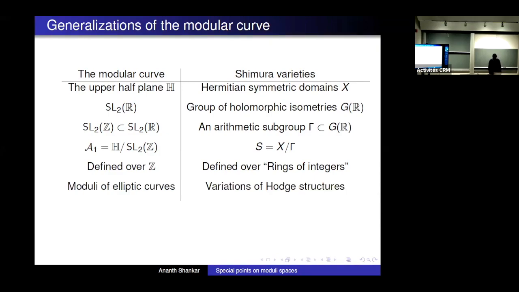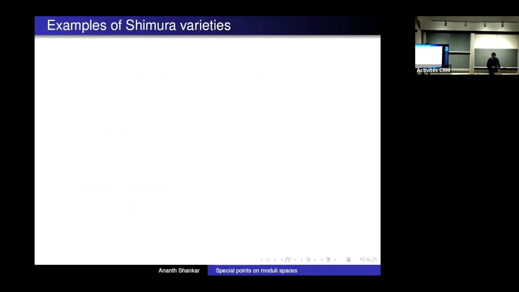Now, just like points of your modular curve parameterize elliptic curves, points of your Shimura varieties parameterize Hodge structures. And so your Shimura variety carries a variation of Hodge structures. A special point on the modular curve is a point that parameterizes a special sort of elliptic curve, namely a CM elliptic curve. The generalization in the setting of Shimura varieties are Hodge structures where the Mumford-Tate group is commutative. This works out to be exactly the same as in the setting of elliptic curves, as your elliptic curve being CM. So let's perhaps look at a few examples of Shimura varieties.